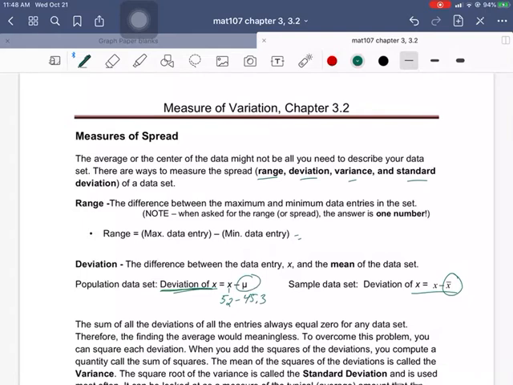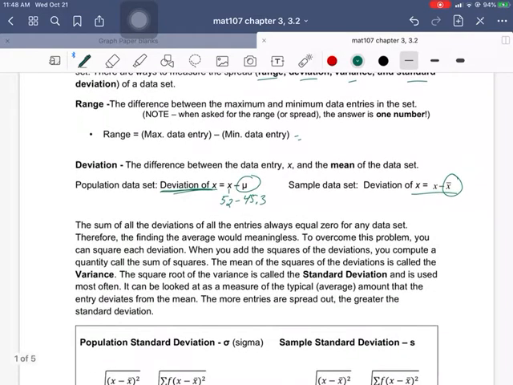This mu is the symbol for the population average mean, and the X bar is the symbol for the sample mean, okay?